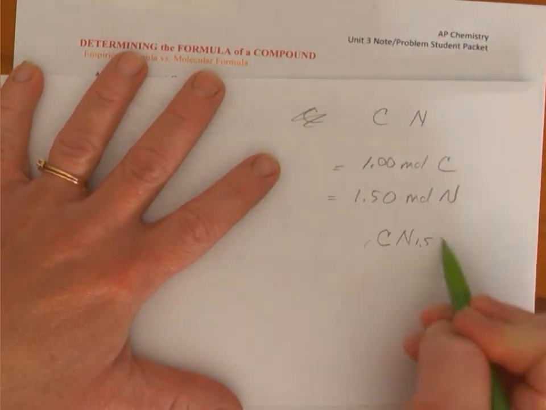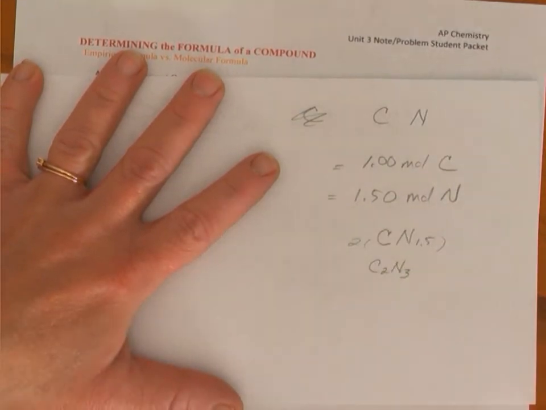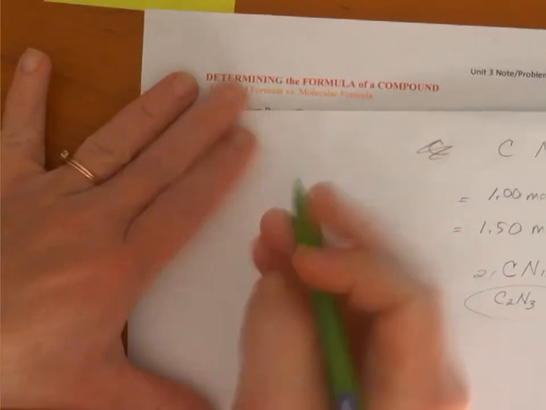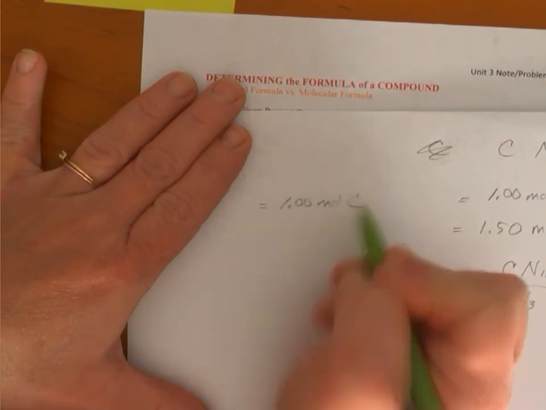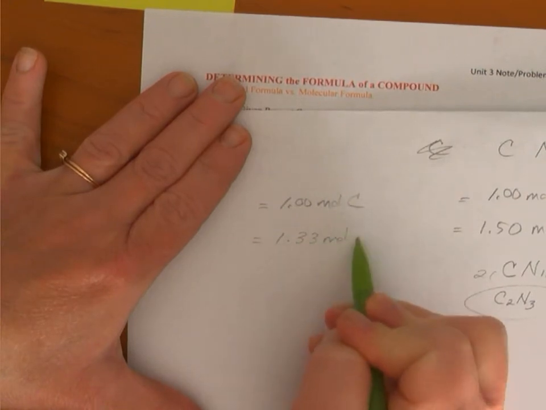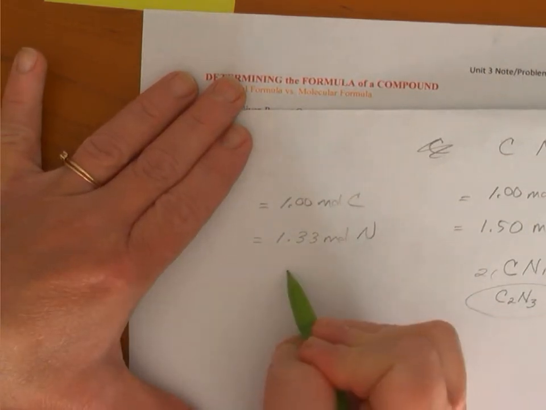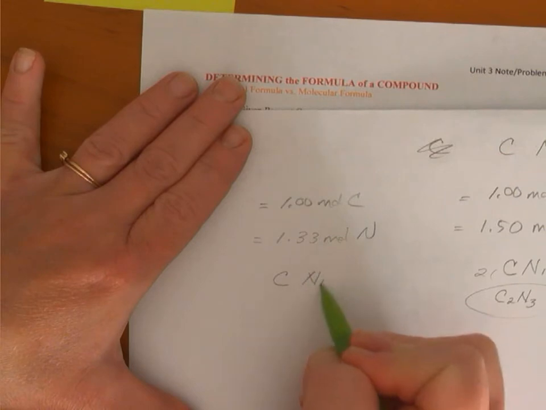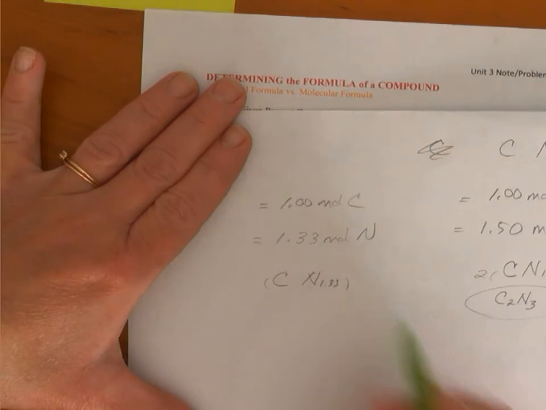So let's try 2, C2N3, still an empirical formula. What if, whenever you divided by your smallest amount of moles, you got 1 mole of carbon, but then you got 1 1/3 mole of nitrogen? And again, it'll be like 1.32, 1.34. So we would not write 1.33 as our subscript. So you're going to multiply through.